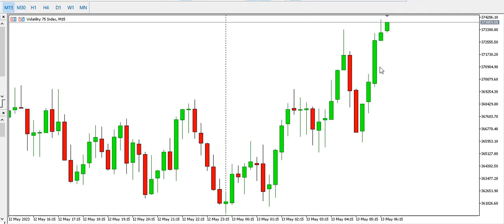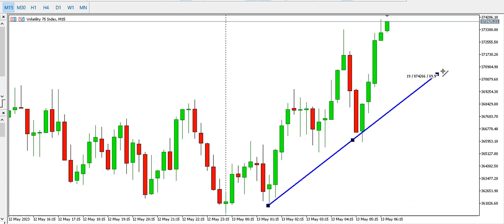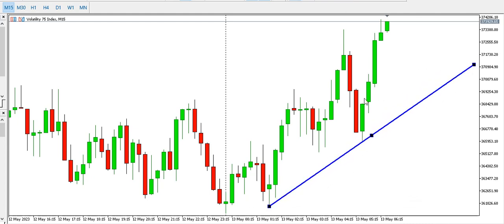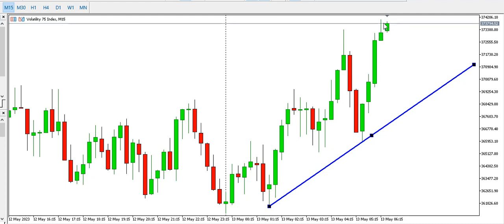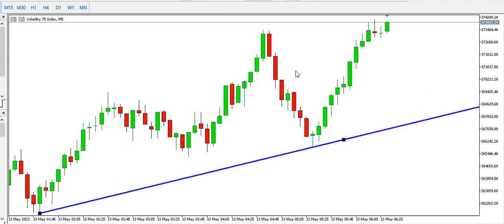On the 15 minutes time frame, you can see the buyers stepping in. It's clear that the buyers are in charge, the buyers are in control, and they are trying to push price up. On the 5 minutes time frame, it's also clear that the buyers are in charge. We continue to have higher high, higher low.